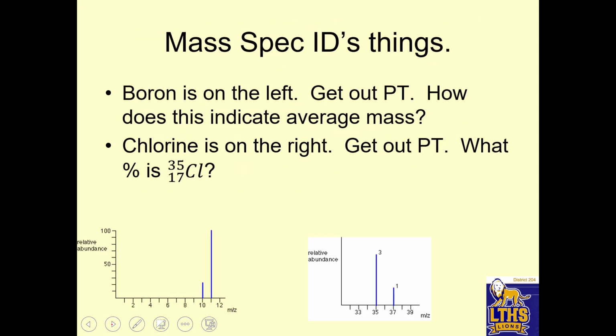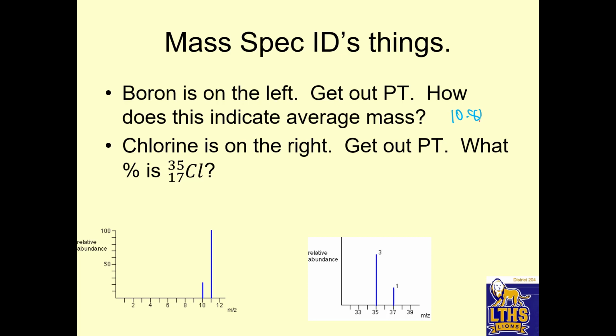A mass spec identifies these things, okay? Boron is on the left. So bust out your periodic tables. I have my periodic table. Boron's average mass is 10.81 on the periodic table. How does this indicate 10.81?